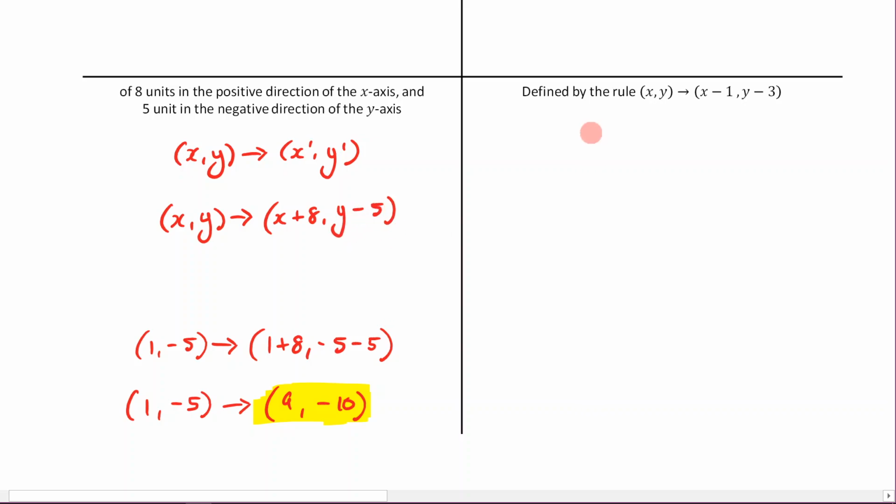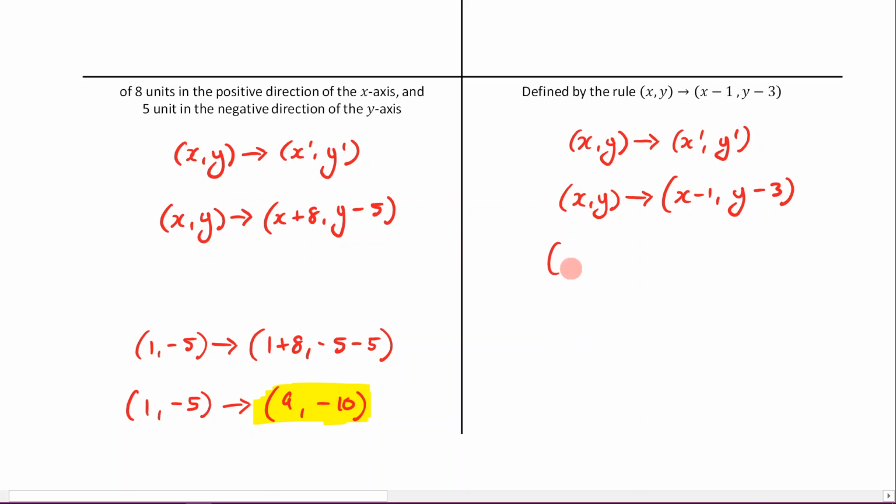Perfect. All right, last one here, and let's go through this the long way. So we're going here, x dash, y dash, then we're going x, y. X dash is going to be equal to x minus 1, y dash is y minus 3. We know that the point that we're starting with is (1, -5). It's going to be 1 minus 1, -5 minus 3.